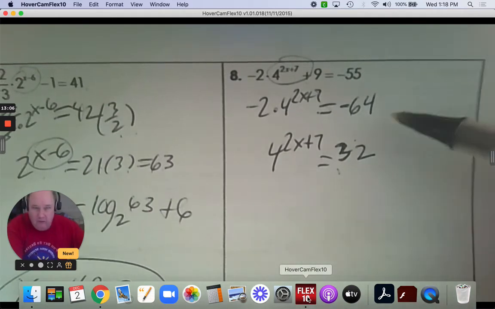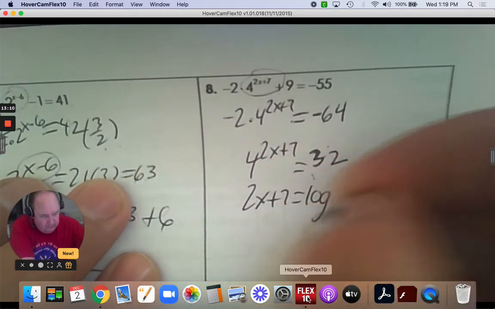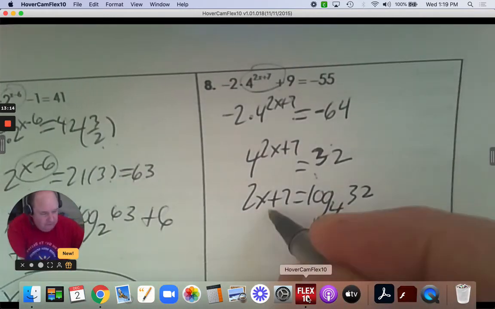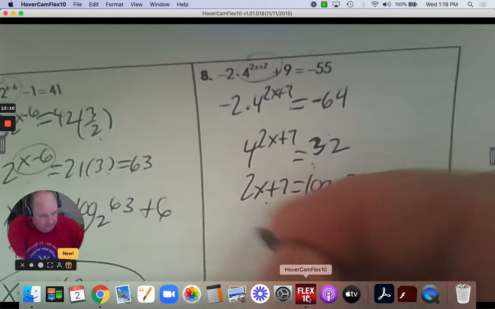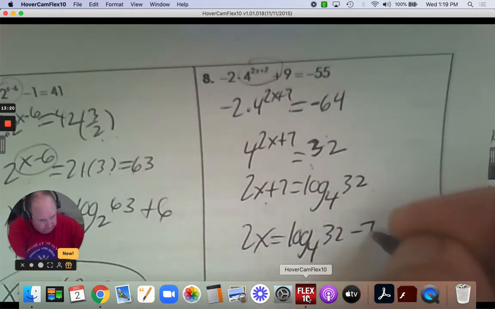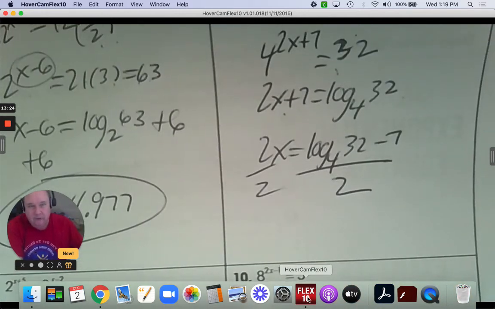Now write it as a logarithm. So the exponent, 2x plus 7, the base of the logarithm, and then 32. To get x by itself, subtract 7. And then divide everything by 2. So that's what I'm going to type in.